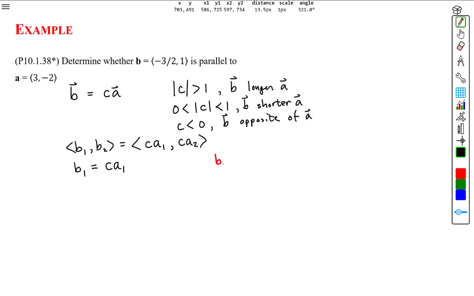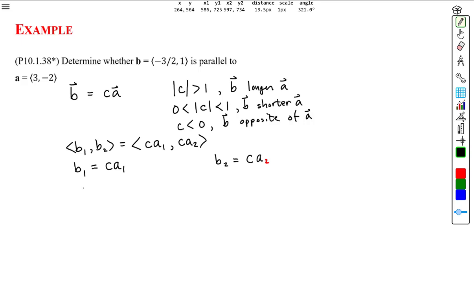Also, the y component of vector B has to be equal to the scalar multiple of the y component of vector A. So we're going to independently solve these two component equalities to determine the value of C. And if the value of C is the same for both components, then we know vector A and vector B are parallel. So let's go ahead and do that.